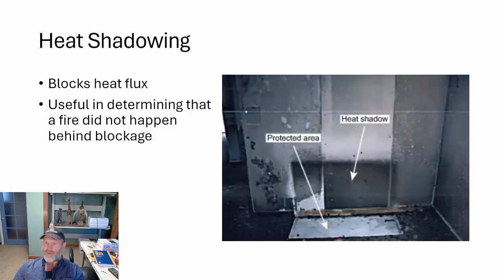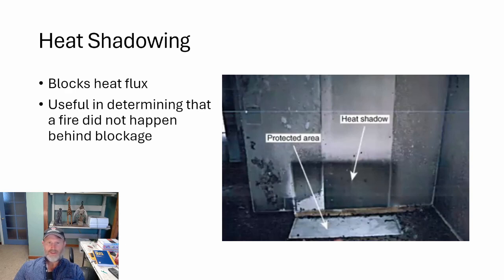Heat shadowing happens when something blocks the radiant heat flux and basically protects a surface. So you can tell how an item was placed against the wall. It has a different pattern behind it. And that's simply because the amount of heat flux that was allowed to transfer into the wall was limited because of that blockage. Time, distance, and shielding are the fundamental rules for heat transfer. You want to minimize time, maximize distance, maximize shielding. Those are the factors that go into radiant thermal energy transfer.